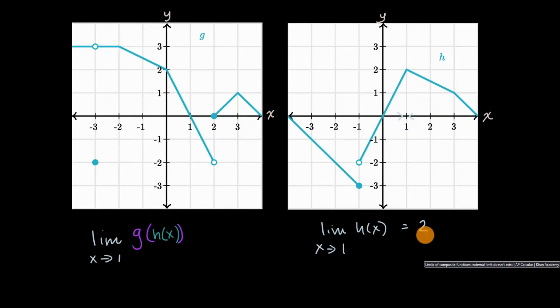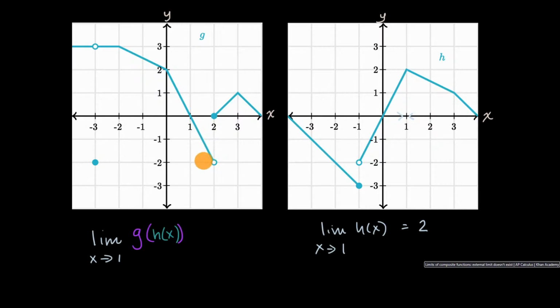And then we say, okay, well maybe we could then just input that into g. So what is g of 2? Well, g of 2 is 0, but the limit doesn't seem defined. It looks like when we approach 2 from the right, we're approaching 0, and when we approach 2 from the left, we're approaching negative 2. So maybe this limit doesn't exist.